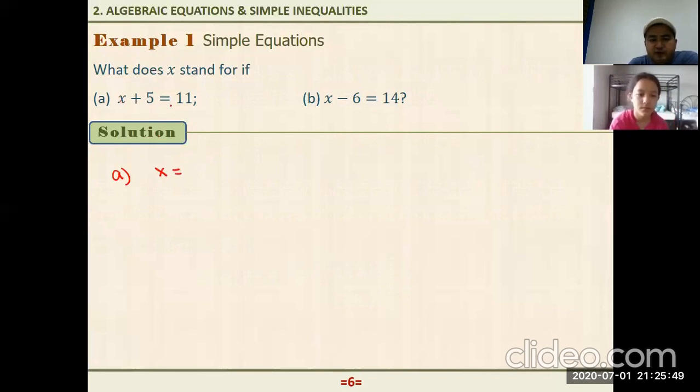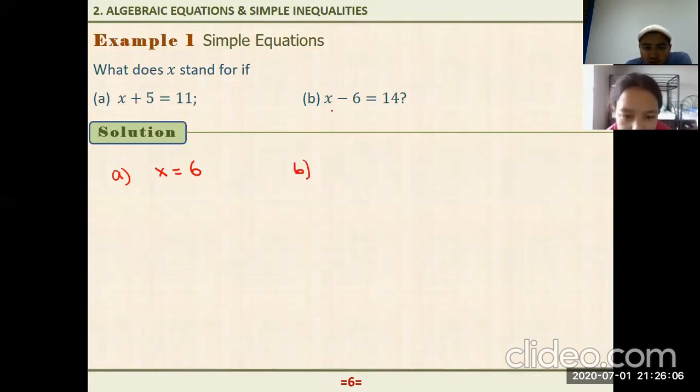What number plus 5 equals 11? 6. 6, very good. So the solution of this equation is 6, because if I substitute 6 for x, 6 plus 5 equals 11. How about question B?